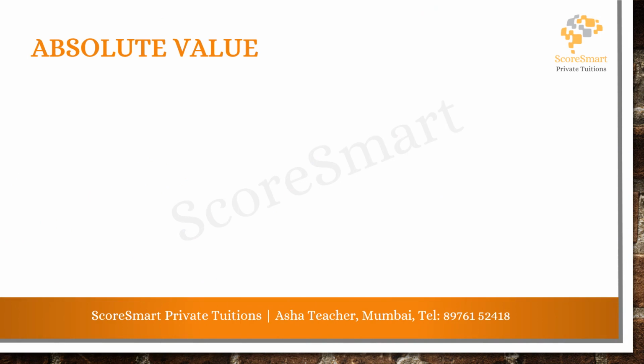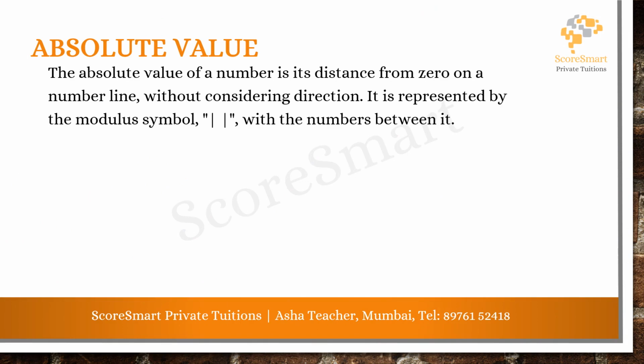What is absolute value? Absolute value is the distance from 0 on a number line. We don't consider the direction in this case. We represent it by modulus symbol. So let's start. Modulus value of a number, a positive number, is always positive.